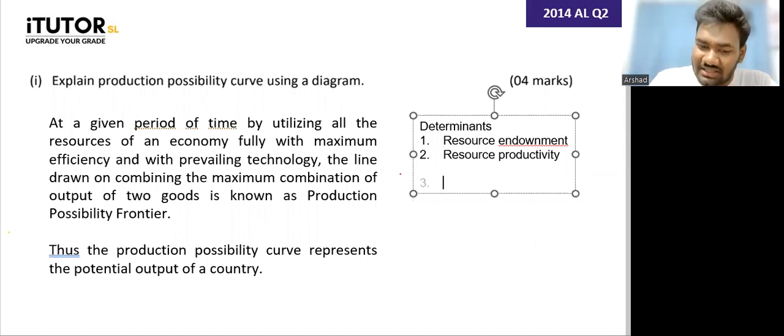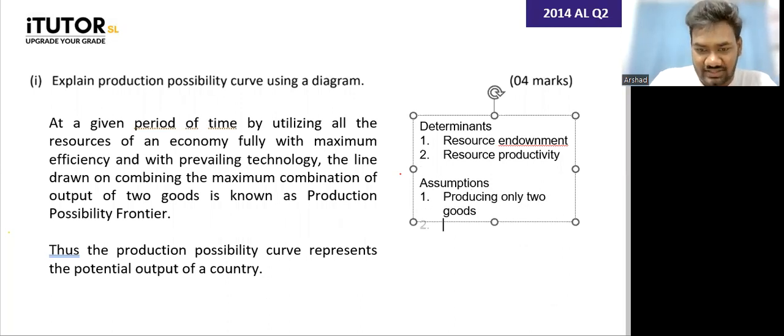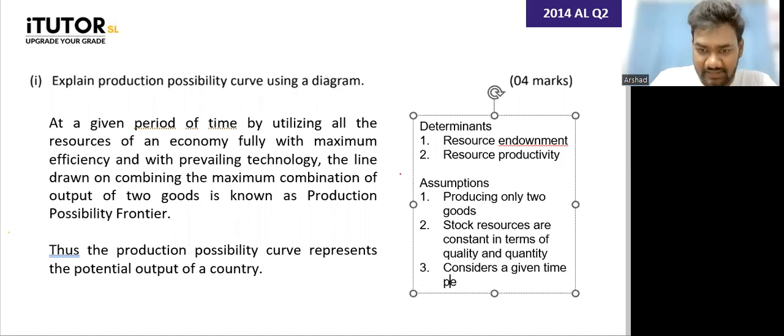You can also talk about the assumptions if you want. Remember, producing only two goods. The stock of resources is constant in terms of quality and quantity. It considers a given point of time, a given time period. Technology is constant. These are not very essential. You can just highlight a little.